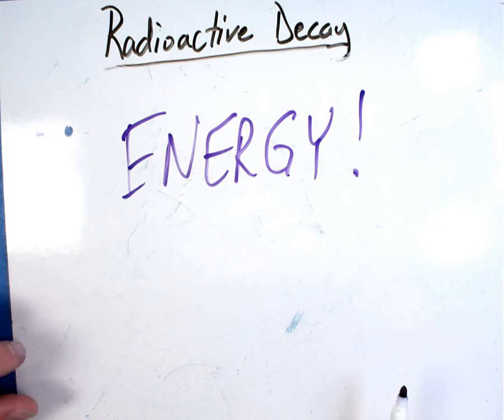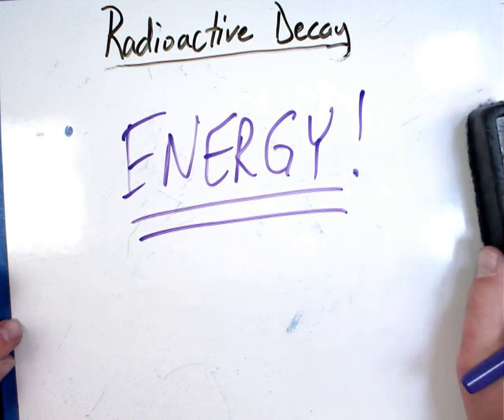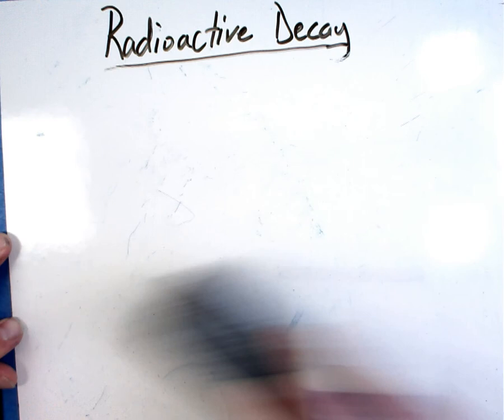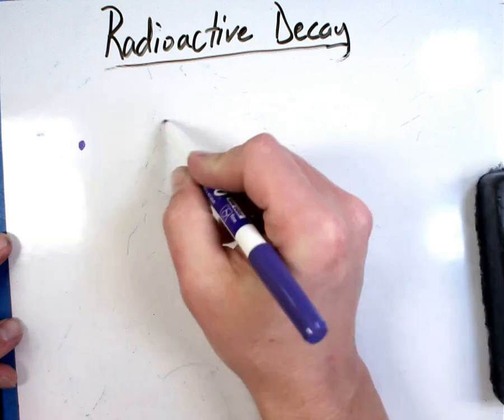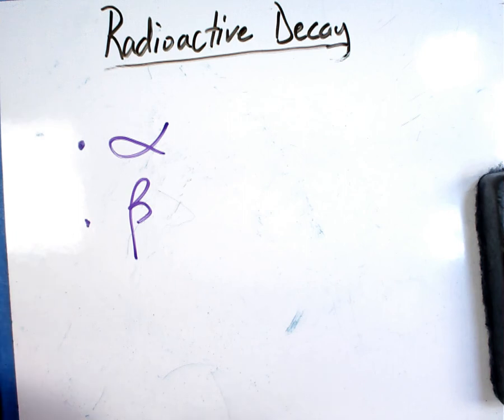So alpha decay and beta decay each have a mathematical formula. Gamma decay is just going to be energy. What I'm going to do in the next video is you're going to actually practice, can you do alpha decay and beta decay in real nuclear reactions?